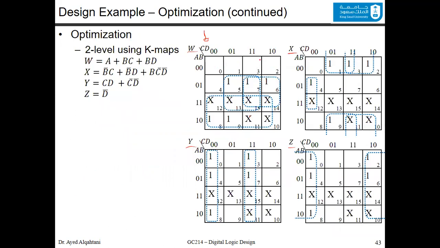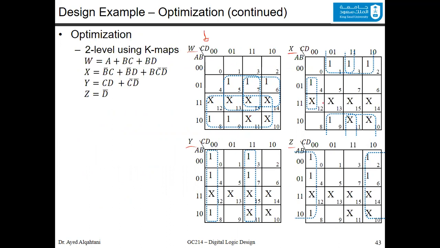I mean 0, 0, and then 0, 0, 0, 1, 1, 1. And the last two rows is 1, 1. And the rest are don't care. You can do the optimization this way. We circle those 8 together, those 4 together, and those 4 together. Always don't forget to worry about the edges.